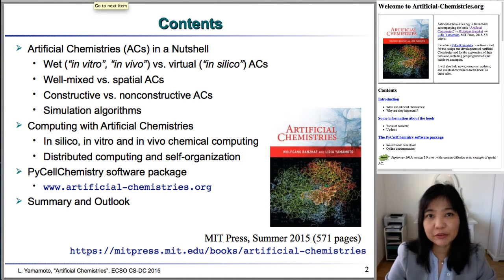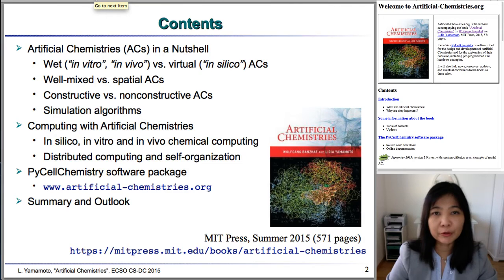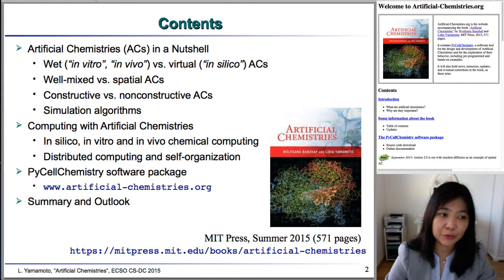After a brief introduction to the field, I will focus on what's more related to my research topic, which is computing with artificial chemistries. And then I will introduce our software package that comes with the book and that is intended to help people program their own artificial chemistries.